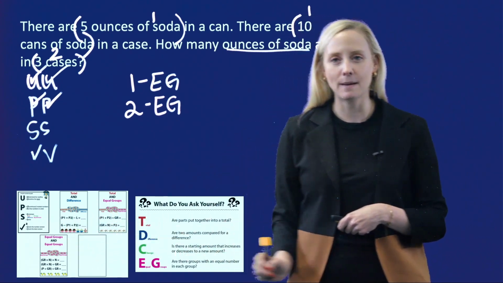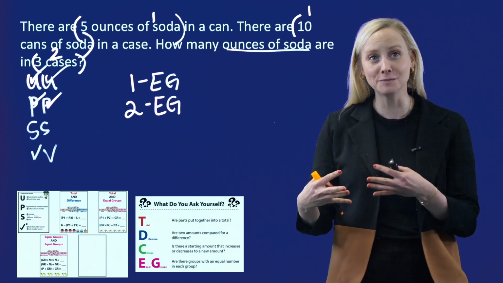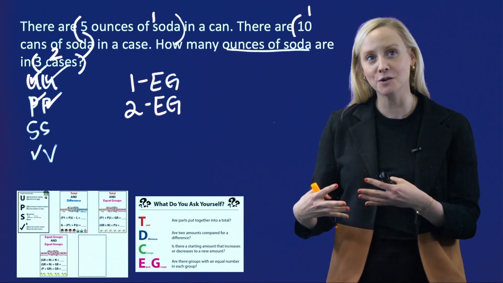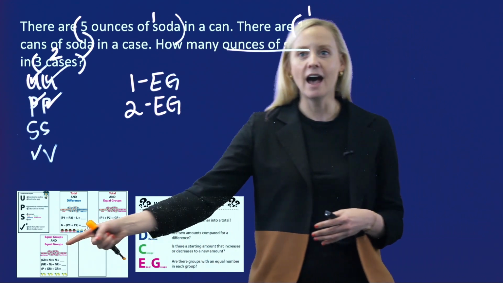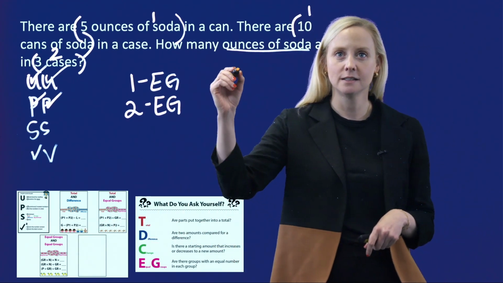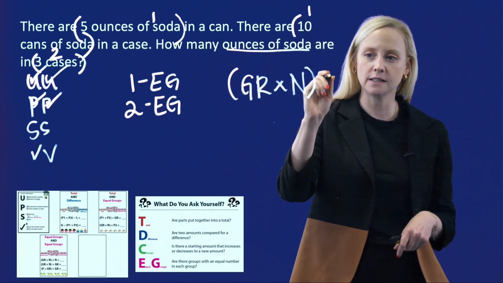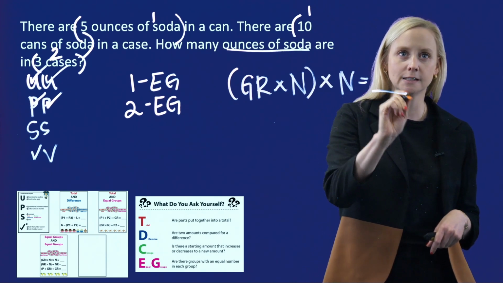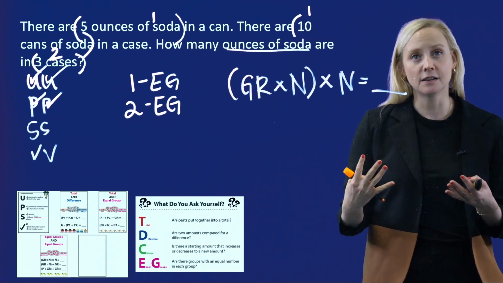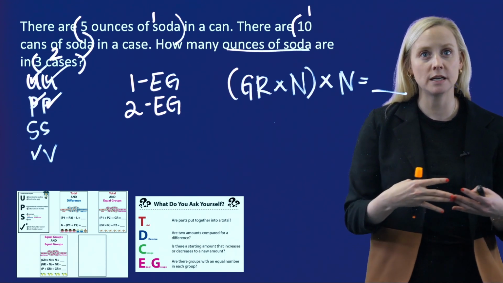I still need to look at my poster and figure out which equation I'm using. Because I'm multiplying twice and I have an equal groups problem with a missing product, equal groups problem again with a missing product, I know that I'm going to use my first equation, because in my first equation I see that I'm multiplying twice. So I'm going to do open parentheses, GR times N, close parentheses, times N is the same as blank. So first I'm going to figure out the amount or ounces of soda in 10 cans, and then I'm going to find out from there how many ounces of soda are in 3 cases.